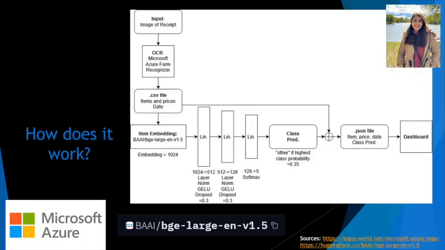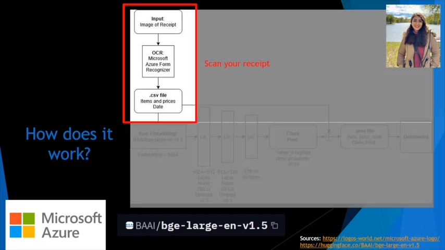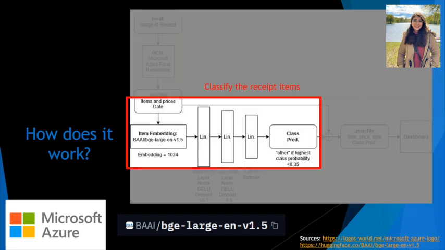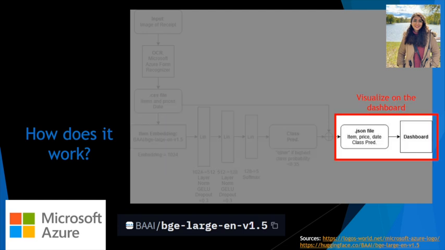We designed a multi-step pipeline for receipt item recognition, classification, and representation. First, an image of a receipt is passed through Microsoft Azure Form Recognizer, optical character recognition software. Items, prices, and the date are saved to a CSV file. Then, receipt items are embedded before being passed into a 3-layer multi-layer perceptron with layer norms and dropouts, trained for multi-class classification. The data is then converted to a JSON file for representation in the dashboard.